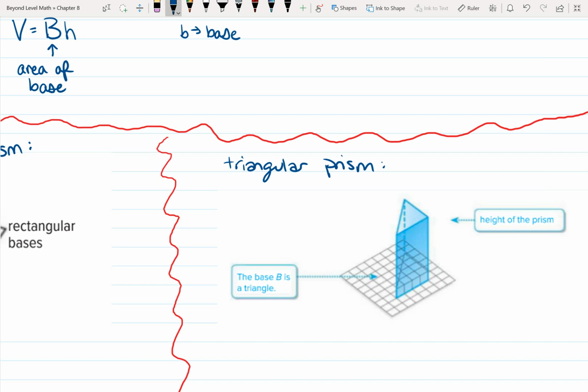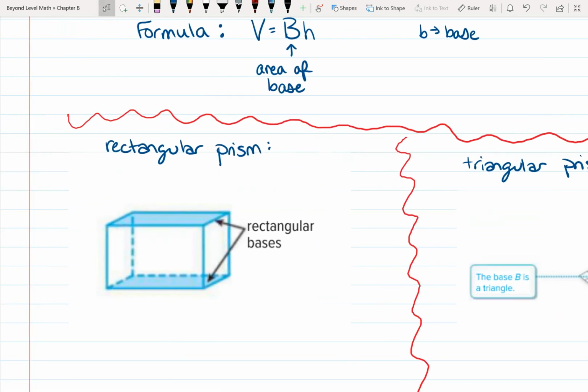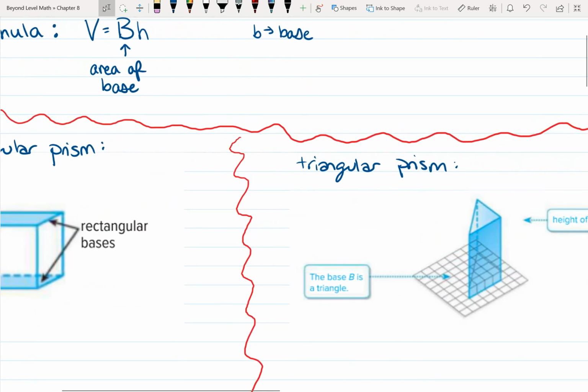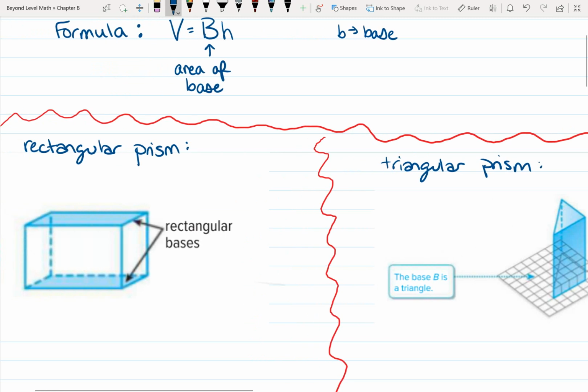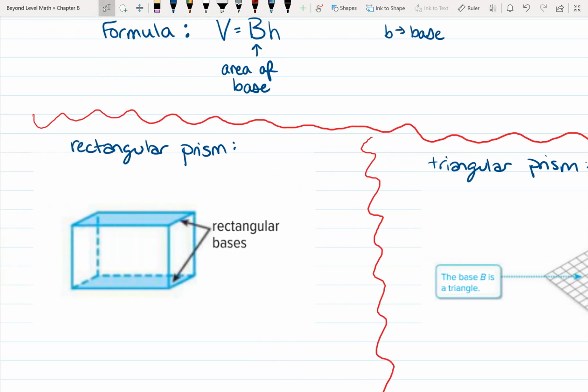Every prism is going to have sides that are rectangles. However, you've got to look at the bases, the parallel bases that are a different shape. If they're all rectangles, then it's a rectangular prism. But if you have two shapes that are different, then it's that kind of prism. If these were pentagons, it would be a pentagonal prism. In this case, because there are two triangles, it's a triangular prism. So keep that in mind. Again, we're only working with rectangular prisms or triangular prisms in this section.